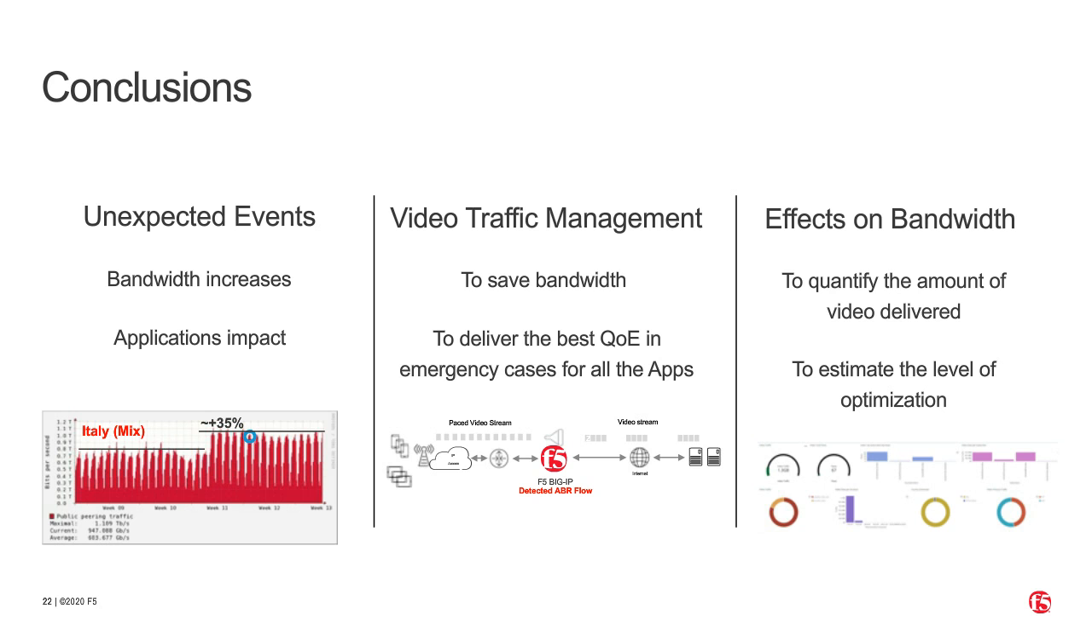There is the technology, F5 technology can help them. So you can use video traffic management technology to save your bandwidth for the use cases that we were mentioning. And you can even measure the effects, sending your log data to external analytics tools that can give you an idea of the amount of video that is delivered and the amount of optimization you can get, measuring what happened before and after optimization in terms of amount of traffic delivered. And that's the end of my presentation.